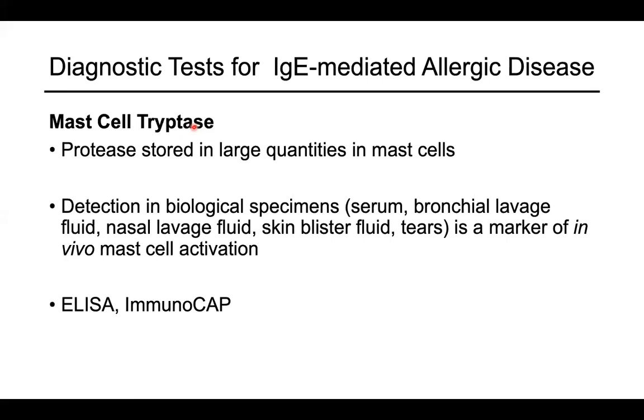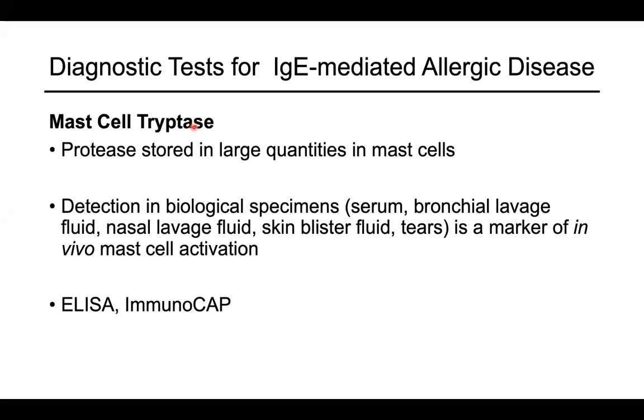For example, you have peanut, and then it has an epitope called ARA-H1, another one called ARA-H3. So they test for antibody against those specific epitopes. So that's molecular allergology. Okay, the other test that can be useful is the mast cell tryptase.